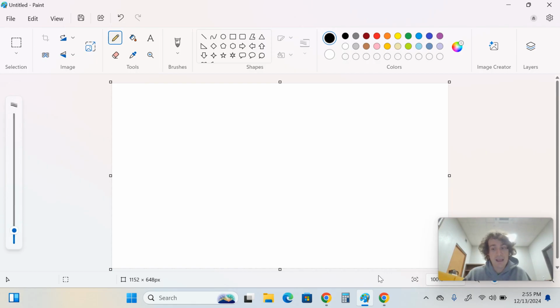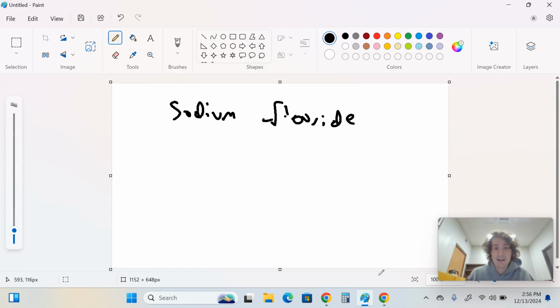In any case, say for example we had a name like sodium fluoride. Maybe this is a little better. In any case, sodium fluoride, that's the name of a compound. But you're saying, well, what is it? It's sodium and fluorine, but what's the formula? How many sodiums, how many fluorines make up this?